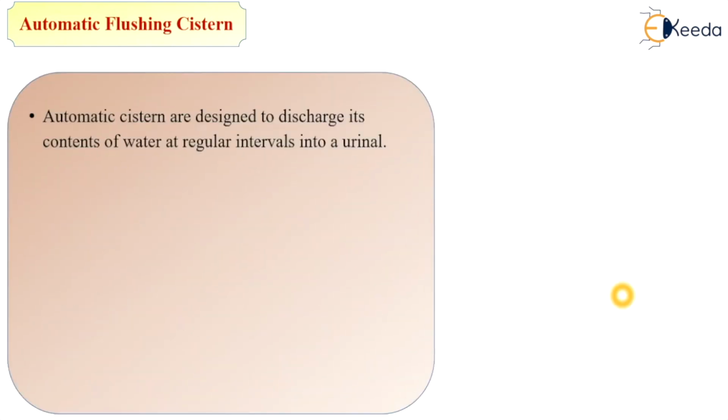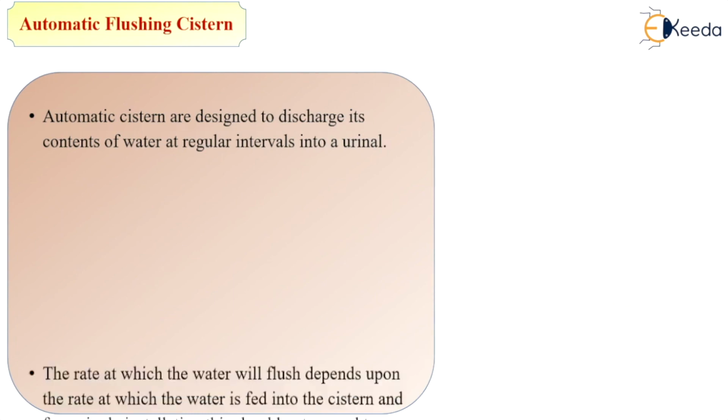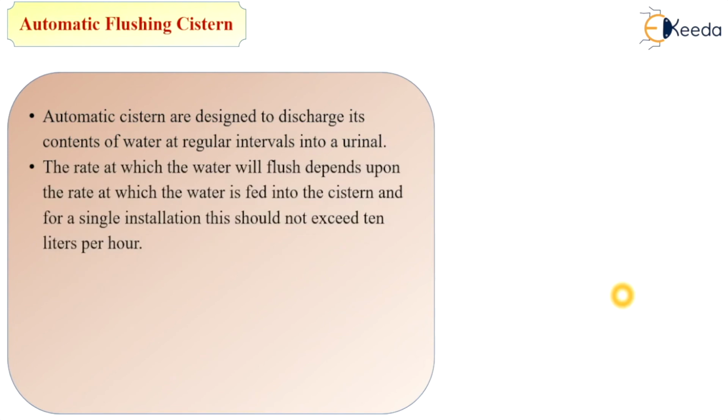Next is the automatic flushing system. So this is the important type of flushing system that we commonly use nowadays at our WCs. Automatic systems are designed to discharge their content of human excreta and water at regular intervals into the urinals or WCs. The rate at which the water will flush depends upon the rate at which the water is fed into the system, and for a single installation this should not exceed 10 liters per hour.